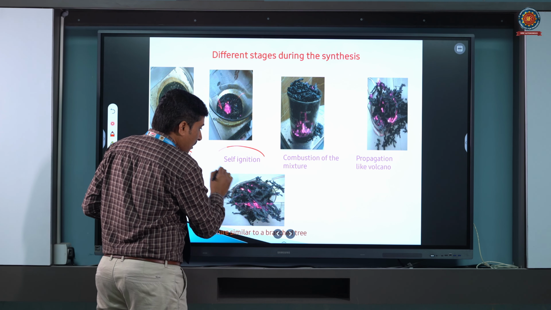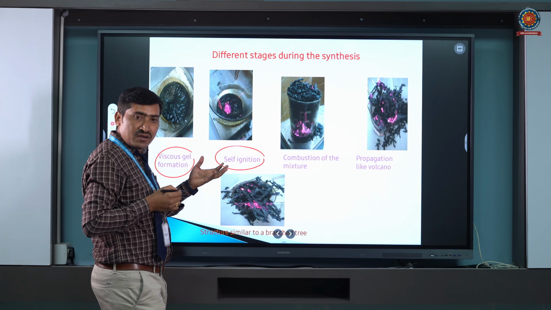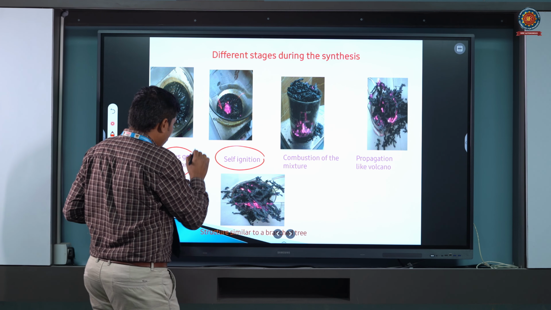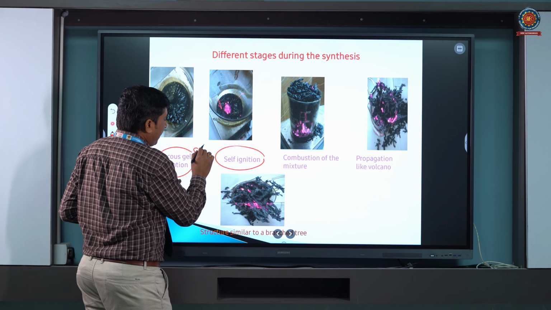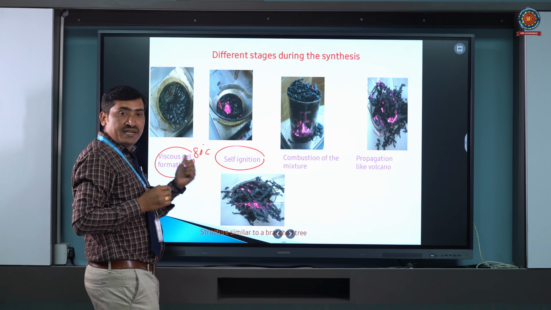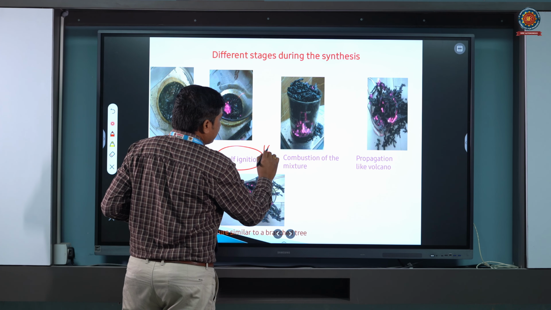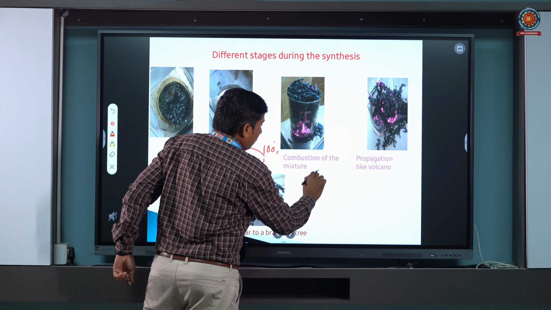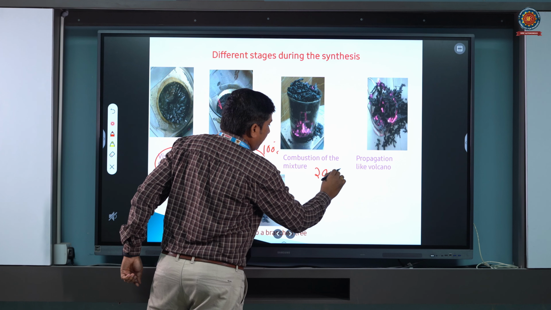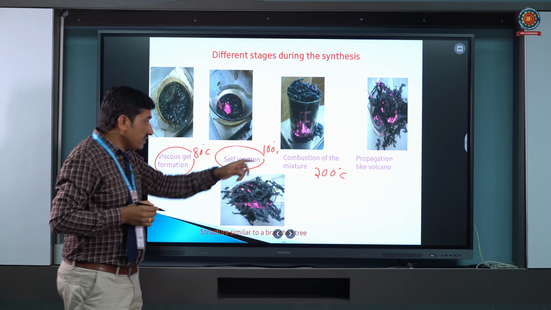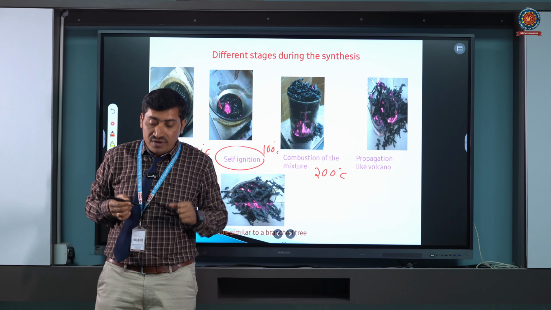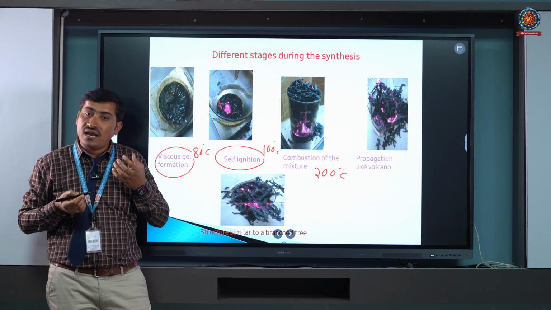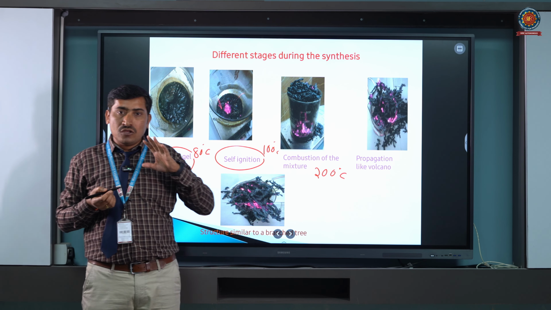The second one is self-ignition. These all depend on the heating. Here we are heating at 80 degrees centigrade, here 100 degrees centigrade. What is the combustion process here? Up to 200 degrees centigrade. Then we get auto combustion in the form of heat and light.